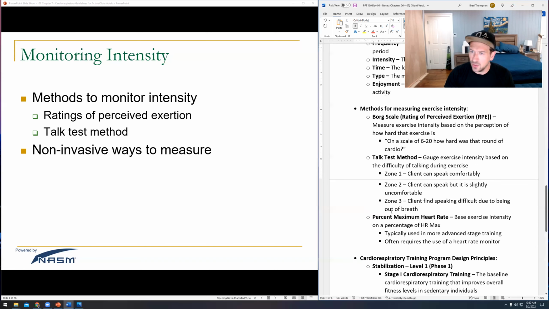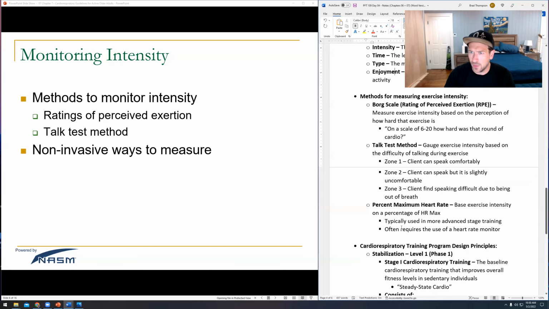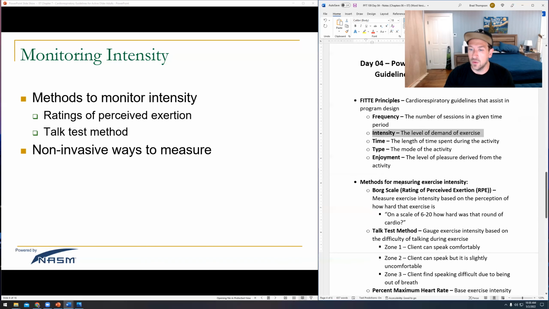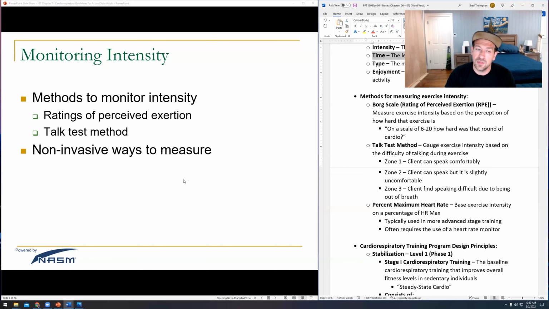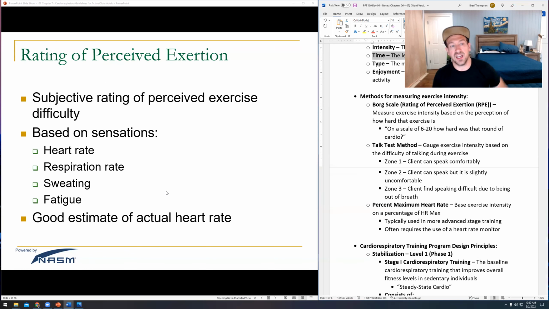And if they're like, you know what? Good, but I feel like I could do this for a while. Great, the intensity is low. Now my frequency and my time can go up. So that's one of them. Or I could use the talk test method, right?